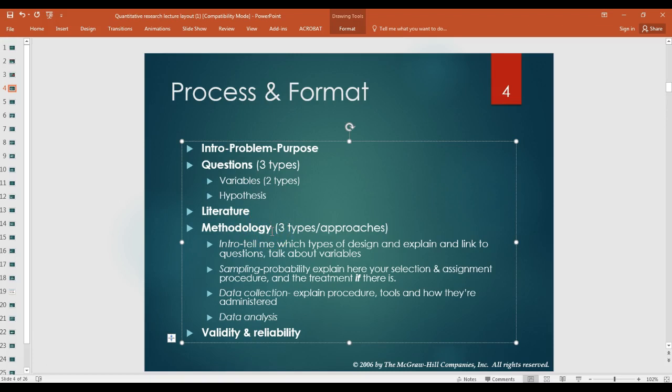Okay, I hope it's clear, and we know the types of variables: independent and dependent variables. The independent is the one that you manipulate, and the dependent is the one where you look at the outcome or the result as an effect of, or influenced by, the independent variable. Okay, let's look at the methodology.